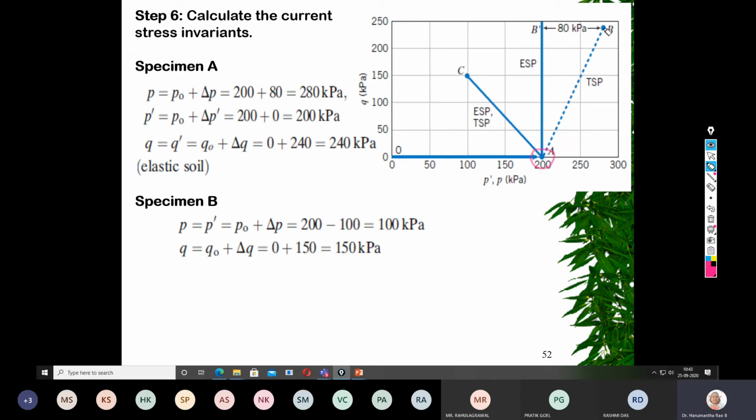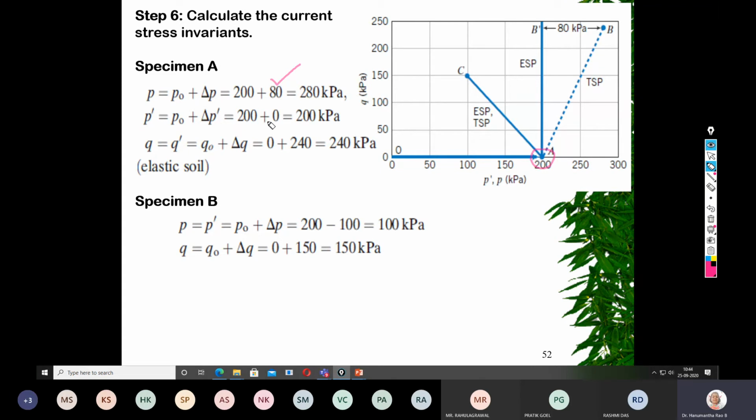On specimen A, this is how it looks. But this increase was delta sigma, not delta P. So you have to determine the delta P, that is (sigma 1 plus sigma 2 plus sigma 3) by 3. So this 80 is the average of 3. So 200 plus the increase in delta P, which is 80, gives 280. So this is total stress and effective stress.